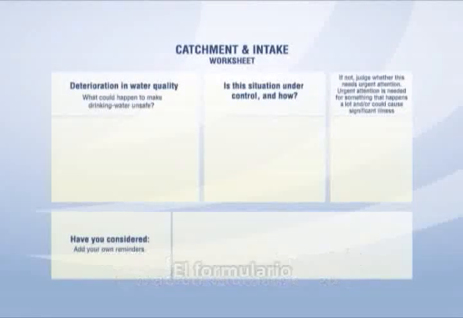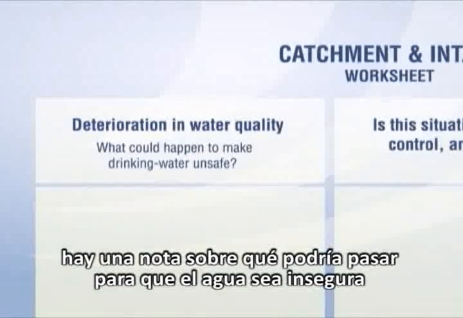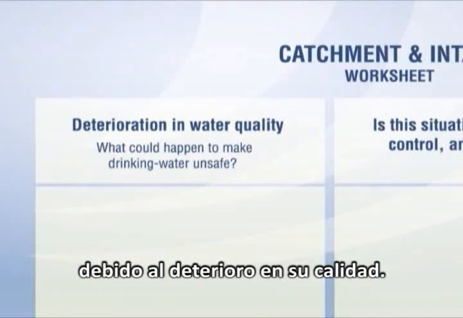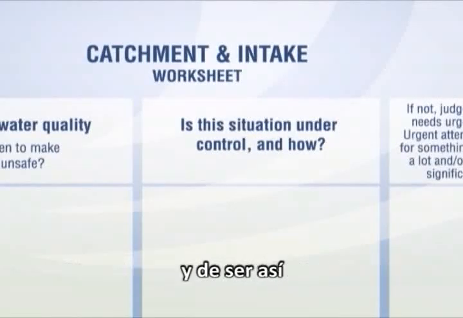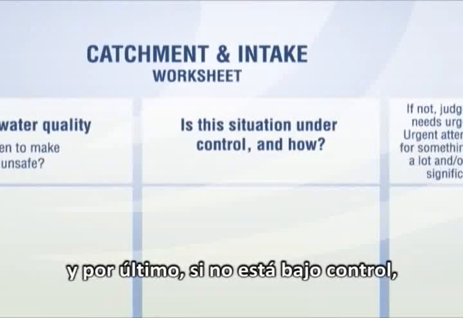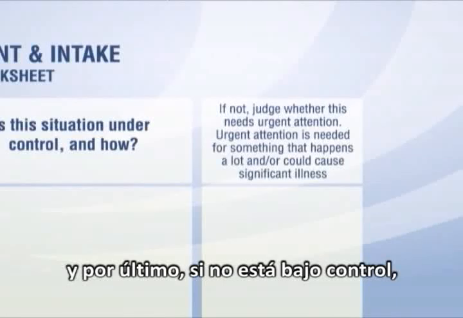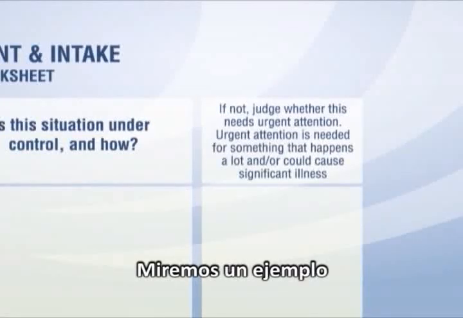First, you need to look at catchment and intake. In the worksheet, there are 3 columns which need to be filled out. First is a note of what could happen to make water unsafe through deterioration in water quality. Secondly, you need to decide whether this is under control, and if it is, state how it is under control. And thirdly, if it is not under control, you need to judge whether this issue needs urgent attention. Let's look at an example.